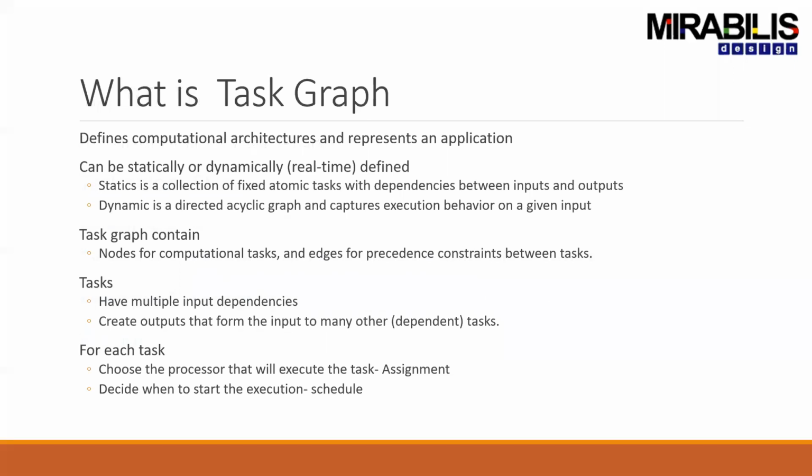Task graphs are computational architectures that allow you to represent an application. An application, as you're going to see later, can be automotive, networking, multimedia, artificial intelligence, or any combination. Task graphs are made up of four elements: the edges that are the constraints that connect different tasks, and the nodes that define the computational aspect of the task.